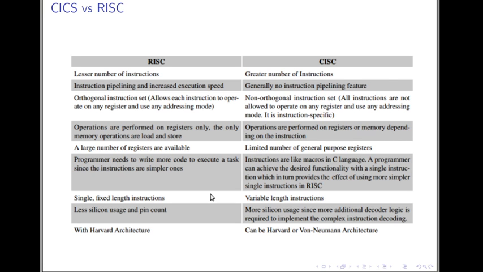And mostly RISC, as I said, deploys Harvard architecture, while CISC can have both Harvard or von Neumann architecture. CISC microcontrollers have basically the von Neumann architecture. A CISC microprocessor is basically a CISC architecture, and it has a Harvard.